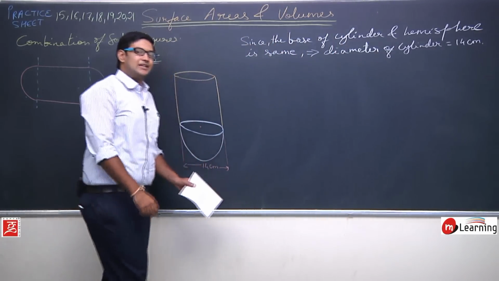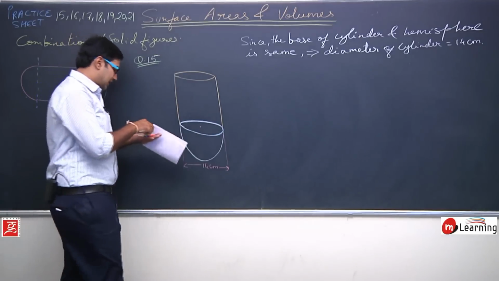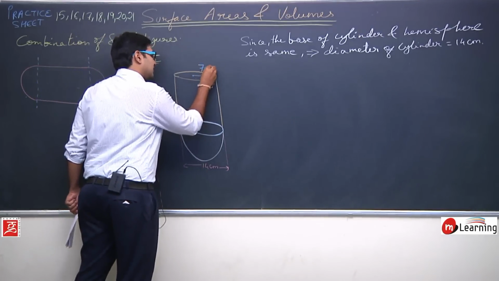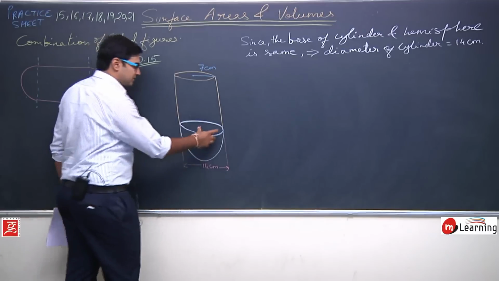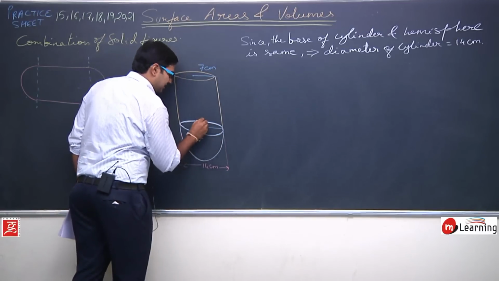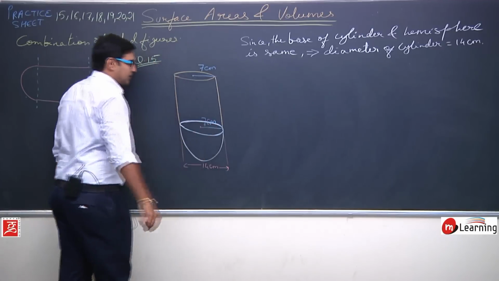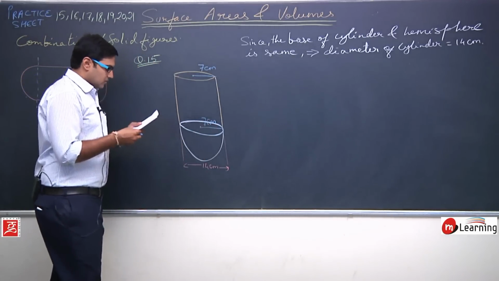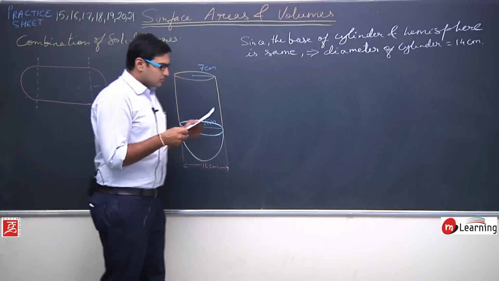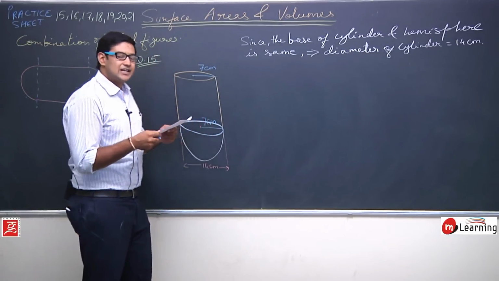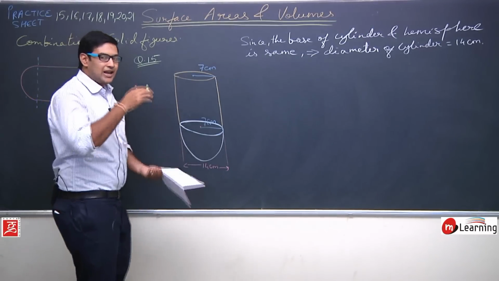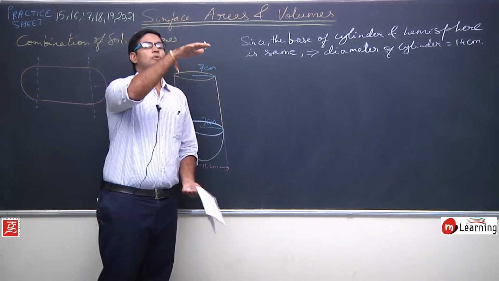If the diameter is 14, then what is the radius? The radius is 7 centimeters. The radius of the hemisphere is also 7 centimeters. Further, it says the total height of the vessel is 13 centimeters. Now what is the total height? Total height means the length from top to bottom.